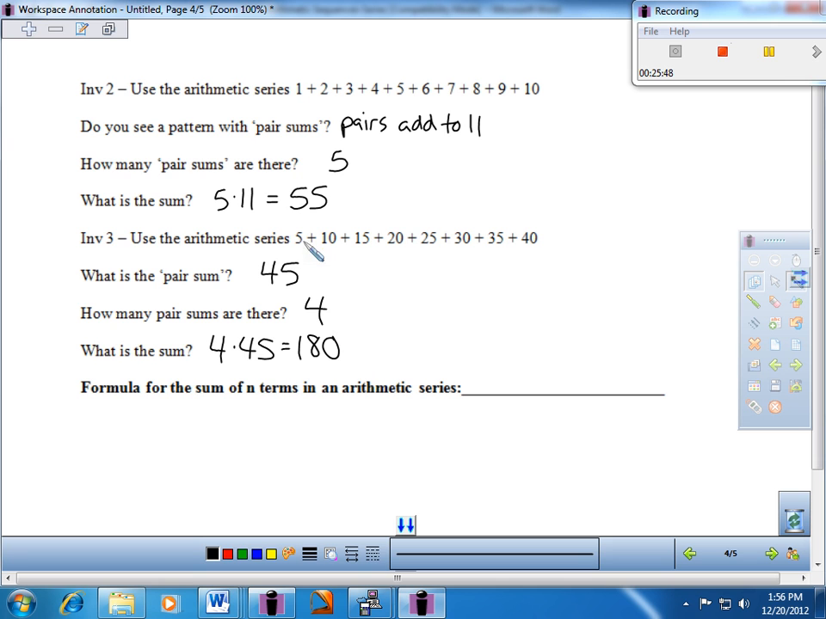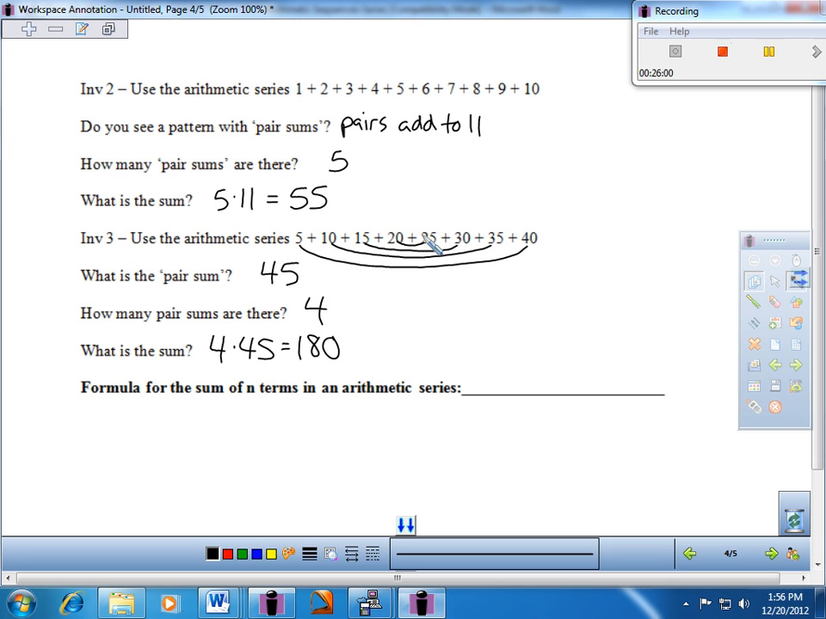All right, so does everyone kind of see that? I'll connect them because I got lost. Got that, that, and that. 4 pair sums, all 45. And so 4 times 45 is 180.